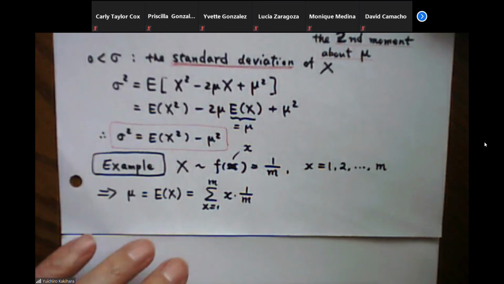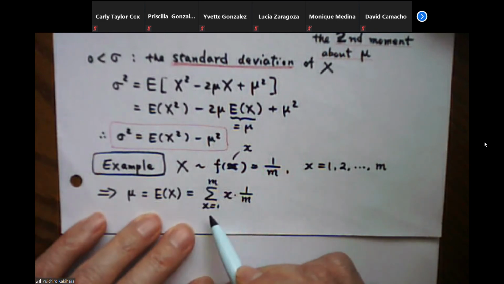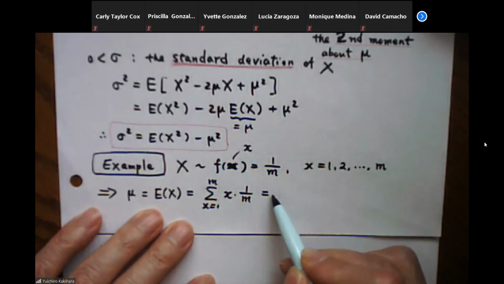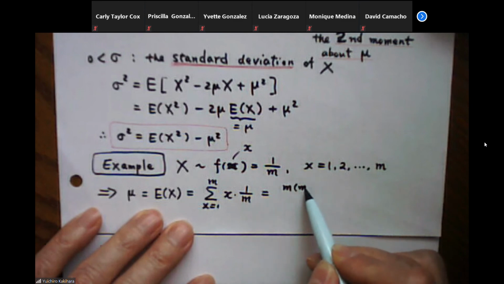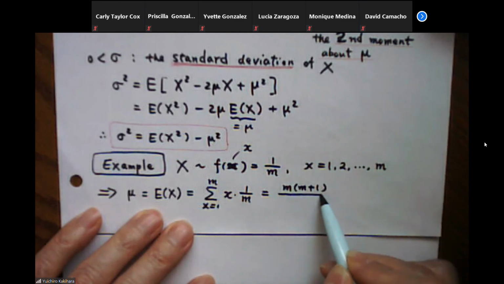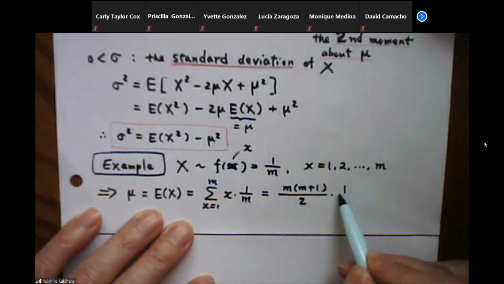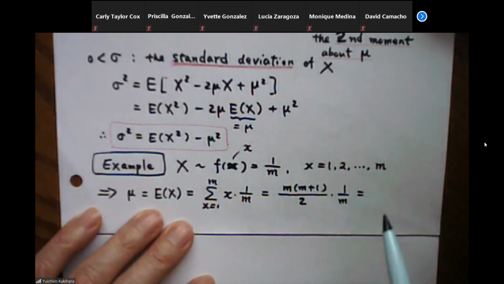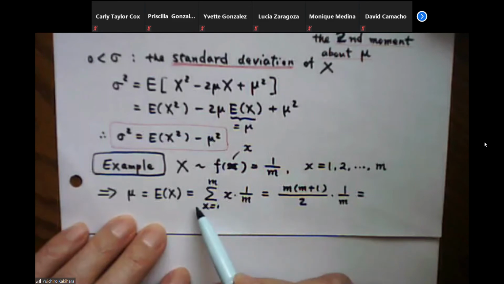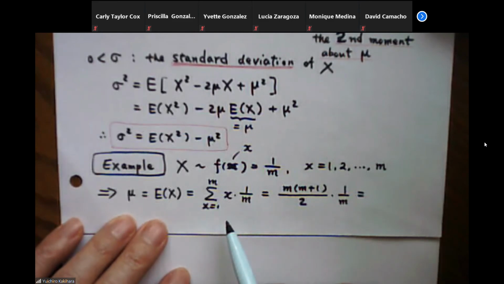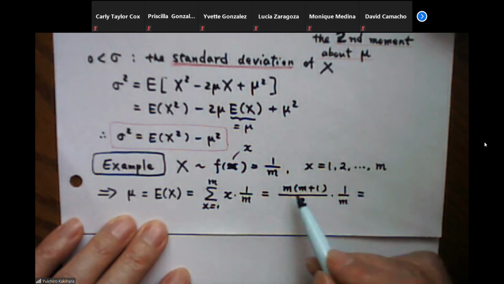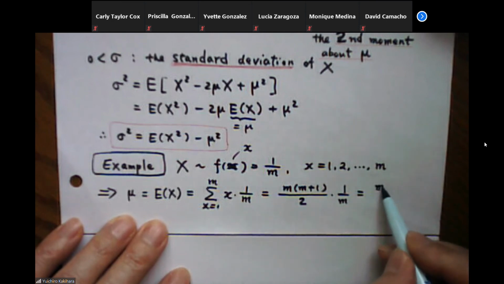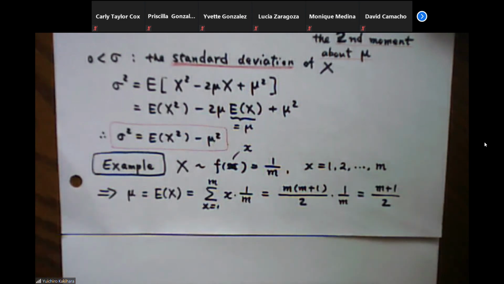Can you get the mean mu, E of x? How to calculate this guy? This is the sum of x times the mass function, which is 1 over m always, with x equal to 1 through m. Then what is this sum of x, x equal to 1 through m? Of course, that is m times m plus 1 over 2, right? And times 1 over m. This is the sum of 1, 2, 3 up to m. You know this formula. And the m's cancel. We have m plus 1 over 2. So this is the mean mu.